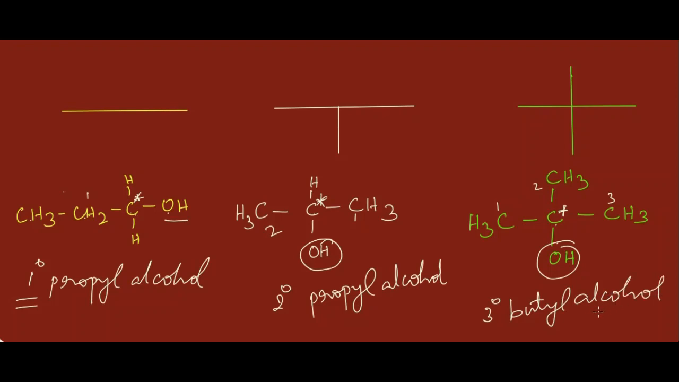In common names, you need to write like this. And you know already, if it is a straight chain, you have to give N. If it has a single side chain, it is iso. If it has two side chains, it is neo. You can name this as N-propyl alcohol, this as isopropyl alcohol and this as neo-butyl alcohol, or else primary propyl alcohol, secondary propyl alcohol, tertiary butyl alcohol is also correct.